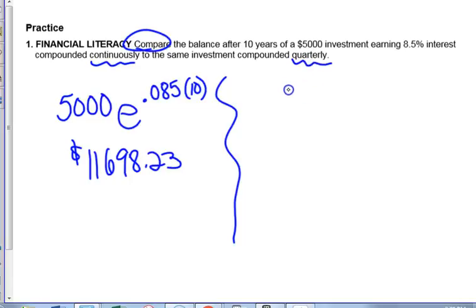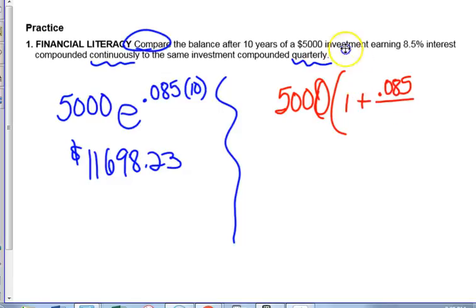All right, we haven't done one with compounded quarterly. Anybody know what that's going to look like? Oh, 5,000. Yep, that's what that meant. Anybody remember how it goes? Times 1 plus 0.085. Yeah. Quarterly. Divided by 4. 4 times a year for 10 years, or to the 40th power. This is the total number of compoundings over here.